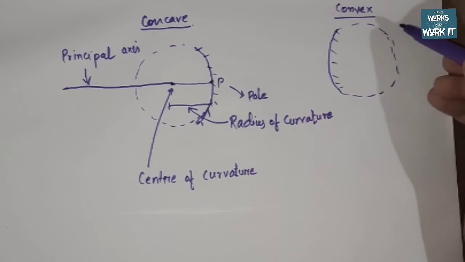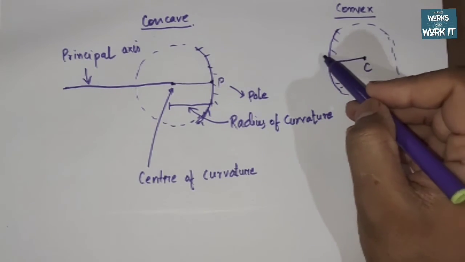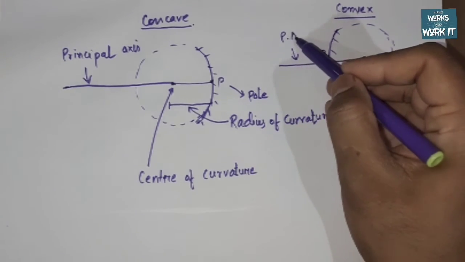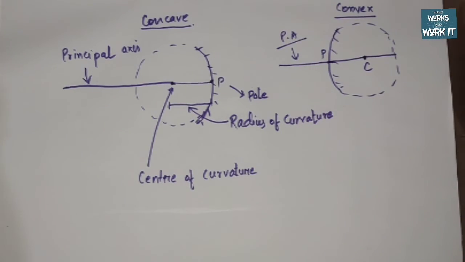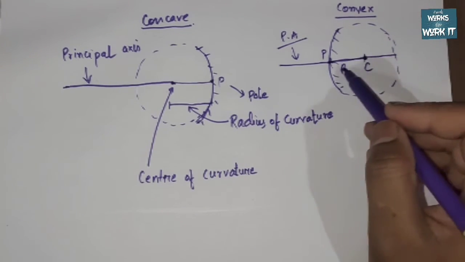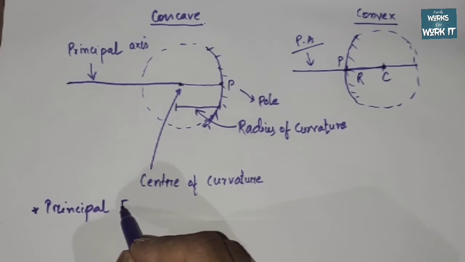If I take the example of a convex mirror also, it is also a part of a hollow spherical mirror. So this is the center of curvature, this is the pole, and this is the principal axis. And this one is the radius of curvature. It will remain the same, but the position will change.